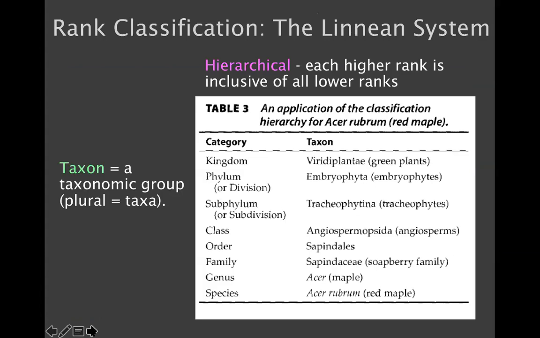So like the rank system, this is part of the Linnaean classification system. Here's another example of the kingdom, phylum, class, order, family, genus, species. And a word that I'd like you to become familiar with is the word taxon. And this is just a taxonomic group, and it can refer to any of these ranks. So you could describe Acer as a taxon. You could describe Sapindales as a taxon, for example.